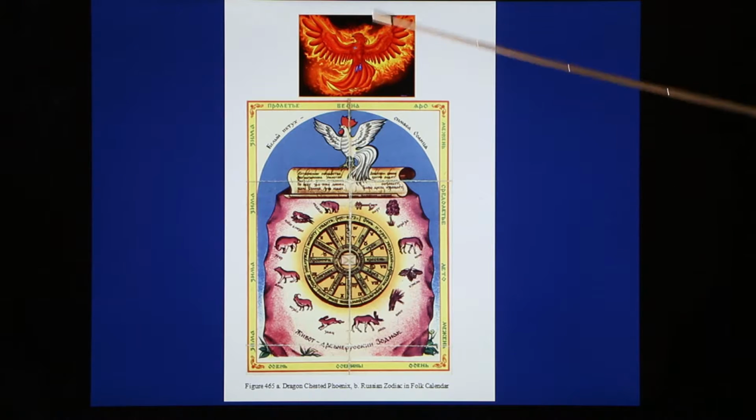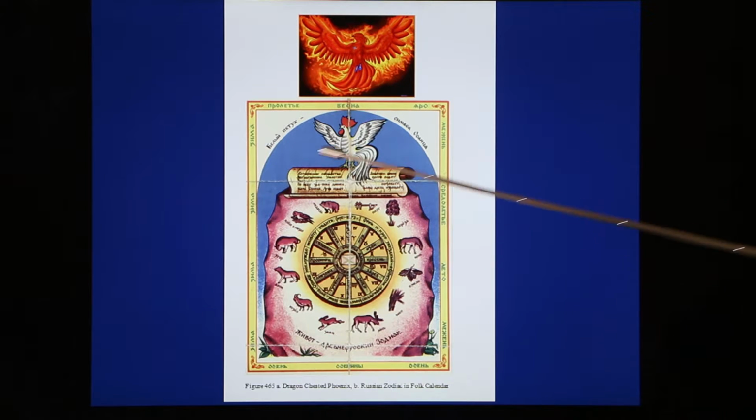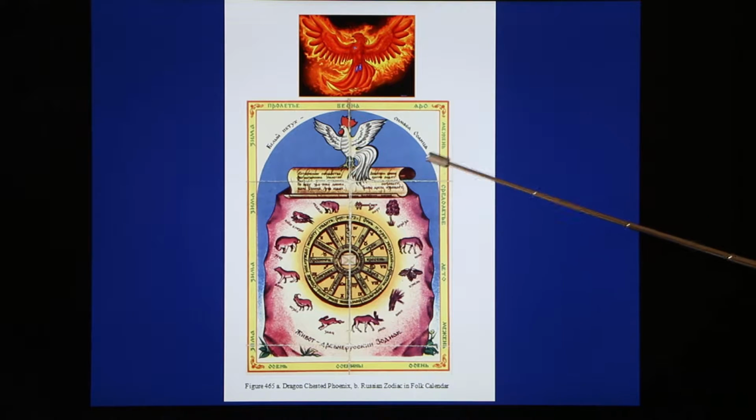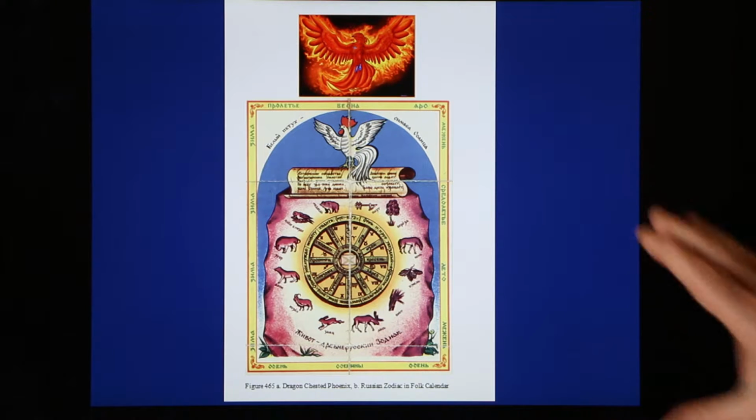Or here, an extraordinary picture of a dragon-chested phoenix. And here, a Russian zodiac folk calendar, where at the top is a rooster. So the rooster becomes, in Russia, but also in the Christian tradition of the West, one of the key symbols for being awake in the morning. Well, if you live on a farm, you know that it's the roosters that wake you up. And if you go to a Christian church, almost always there's a rooster on the pinnacle of the roof.